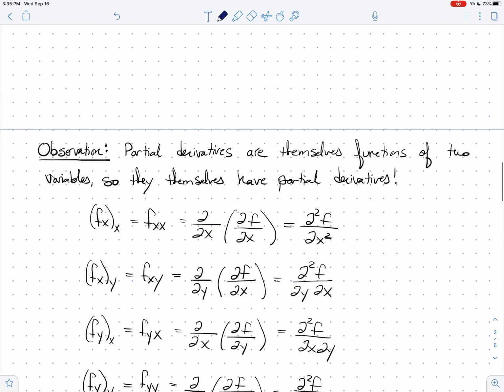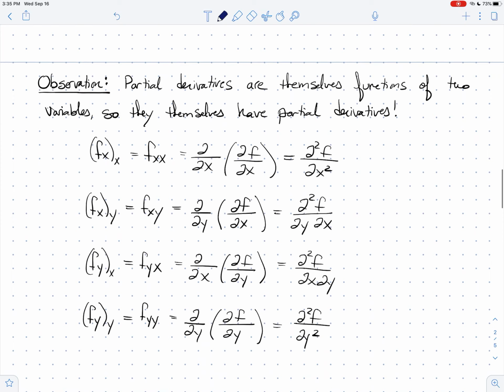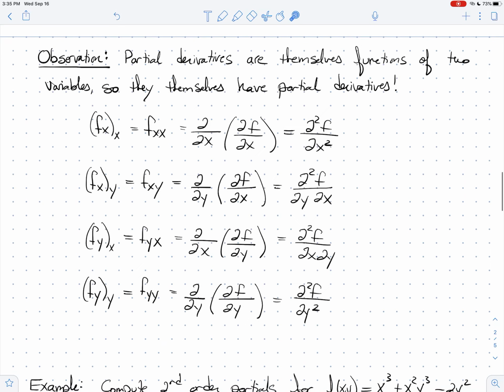Finally, I want to make some observations with you: partial derivatives are themselves functions of two variables, and so they actually have partial derivatives. So you can talk about second order partials, and I've written them all down here. The notation can be a little challenging, so let's look through this. I want to take the partial derivative with respect to x of f partial x. That's fxx, we'll call it.